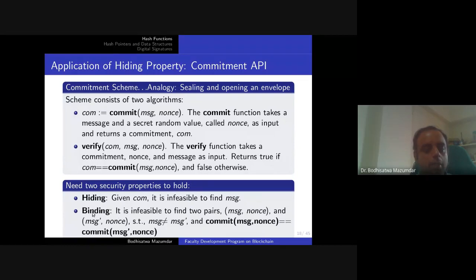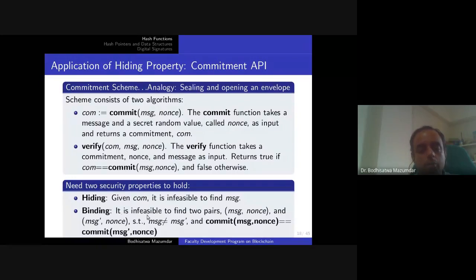And second is the binding property. Binding means once I have put a value in an envelope at this point of time, at a later point of time I should not be able to claim that I had not kept that value. Say I have kept a 10 rupees note in an envelope and sealed it. At a later point of time, I should not be able to claim that I had not kept 10 rupees, I had kept 20 rupees. Where did the other 10 rupees go? This is the binding example.